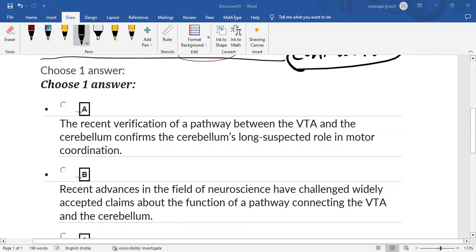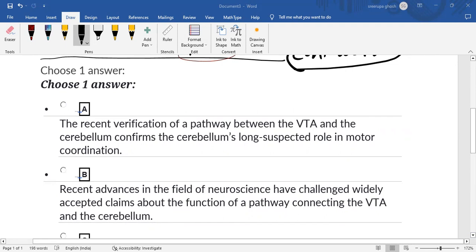Can we consider choice A? No, ma'am. Why no? Because it's opposite.